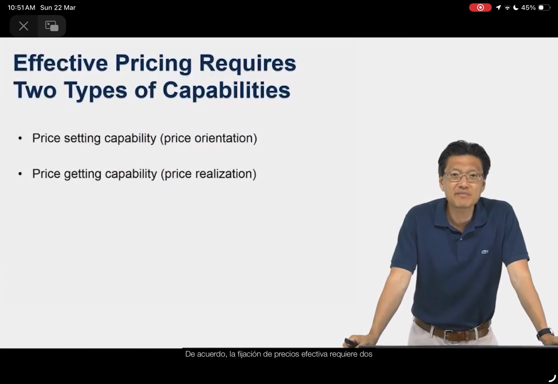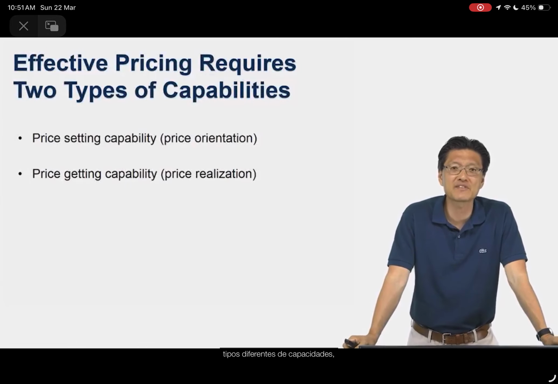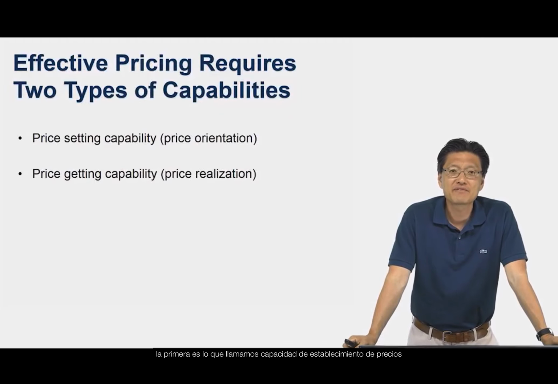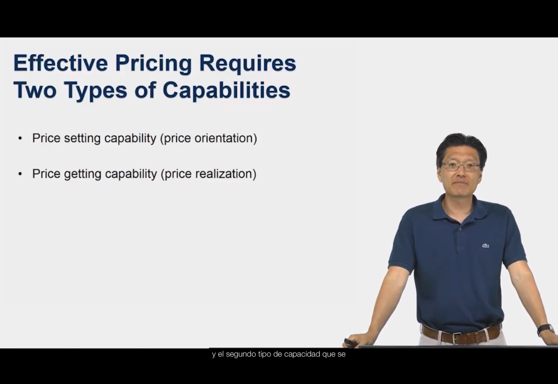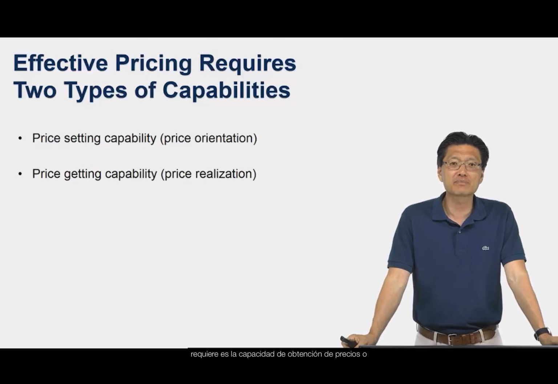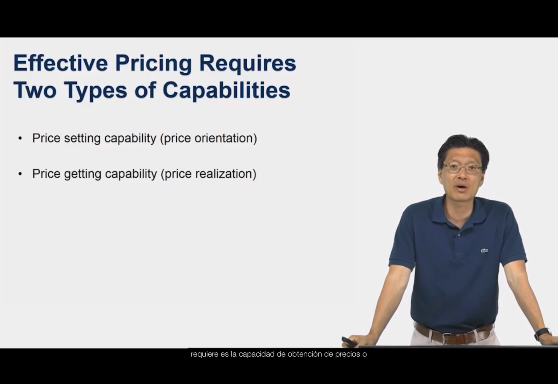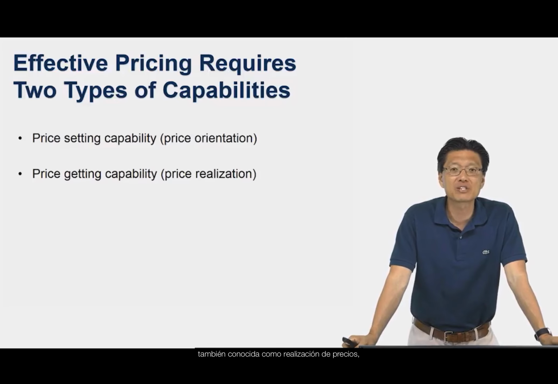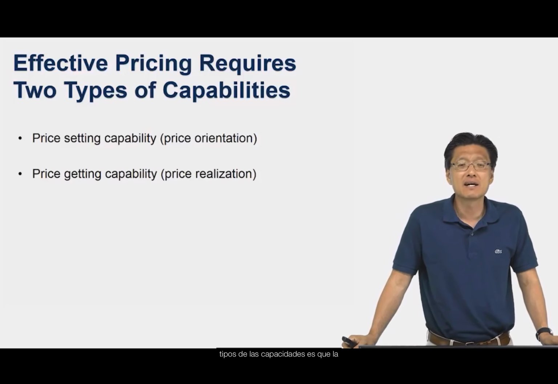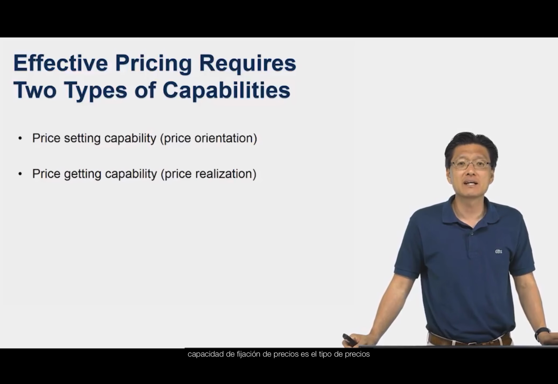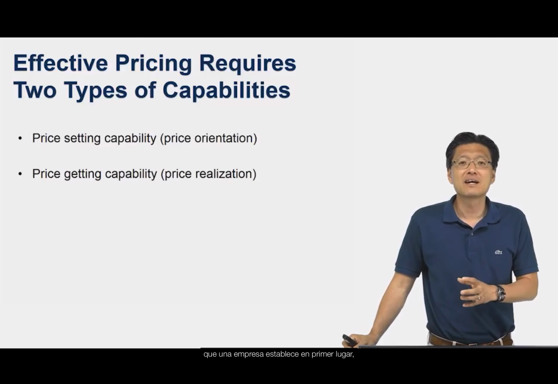Okay, so effective pricing requires two different types of capabilities. The first is what we call price setting capability, otherwise known as price orientation. And the second type of capability that's required is price getting capability, otherwise known as price realization. The difference between these two types of capabilities is that price setting capability is the type of prices that a company sets in the first place.